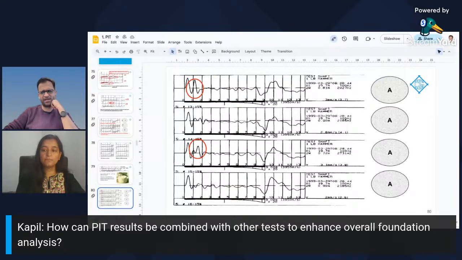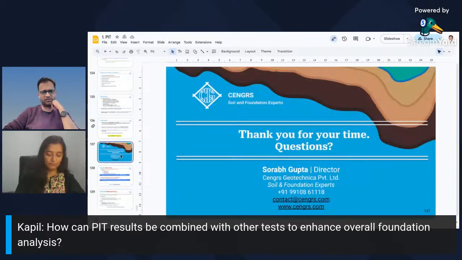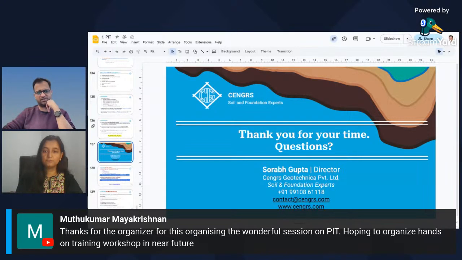I will encourage you to go to our company website, Cengrs.com. When you do that, you will be able to go to the publication section and look for a paper called Identifying Defects in Deep Bored Piles. It's one of my favorite publications. You see how we have used PIT, PDA, static pile load test data, and all kinds of test data together to piece together the story of what has happened at site and understand your foundation performance. But that's a good question. The short answer is yes, you should.